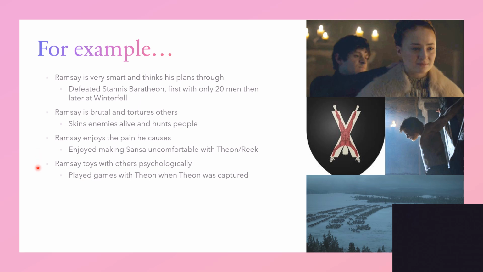Ramsay toys with others psychologically. An example of this to expand upon is that we see it. He plays games with Theon when Theon was captured, right? He knew that Theon obviously was his captive, but he sat there and really made Theon question his reality. So that's a way that Ramsay toys with people psychologically. So you can see these are all examples of each point. Each sub point here is an example of this.